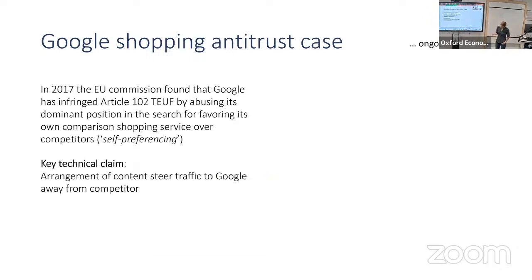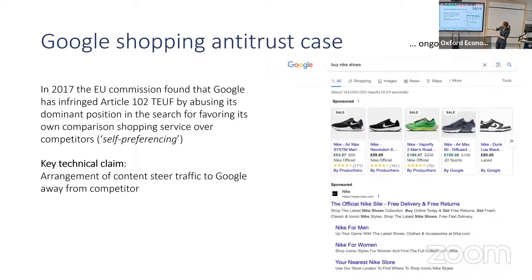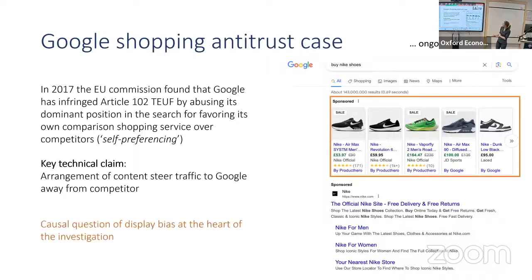And the clean technical claim of the case was that the arrangement of content on Google can steer traffic. That's the central claim of the case, because traffic is essential for business and steering traffic gives you a business advantage, drives out competitors. And that's what the anti-competitive conduct is about. They call it self-preferencing, the theory of harm used here. It is about Google Shopping, and it's about these boxes mostly, and some arrangement. It's about how a causal question of display is at the heart of the investigation. They use different studies, like eye tracking studies or position bias studies, to support the arguments they're making in the case.